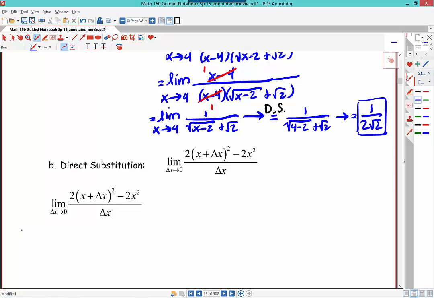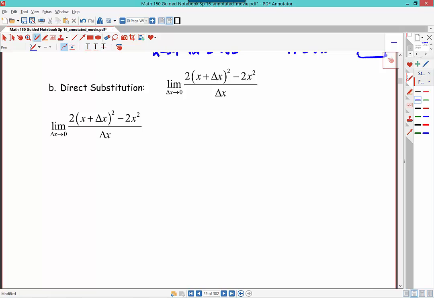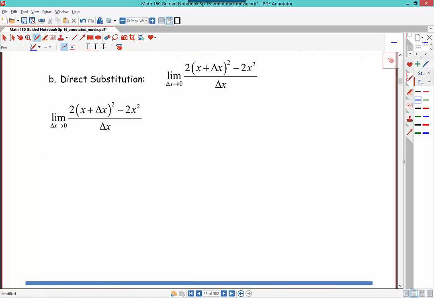Alrighty, let's see how you guys did. Again, quickly, direct substitution. Be careful. Delta x is approaching 0, not x. So we'll end up with 2x squared minus 2x squared over 0. So we get 0 over 0, which is indeterminate, more work, right?